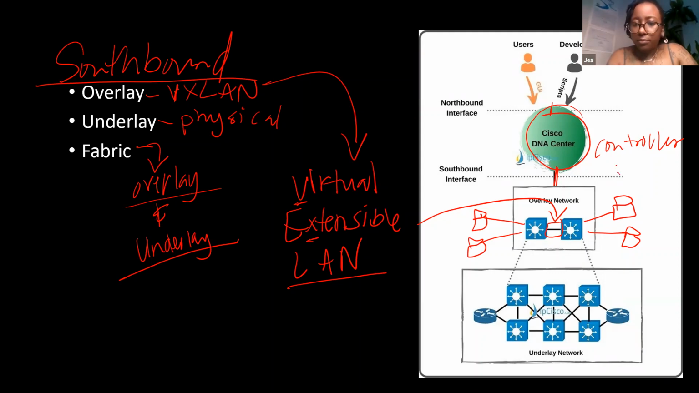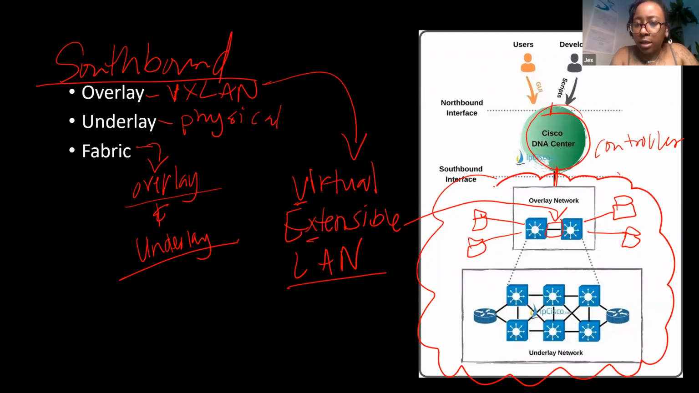Okay, so let me erase that a little bit. This is considered our fabric, right? That whole thing is the fabric, which contains our overlay and our underlay. Our overlay is our logical side, because it's going to create this virtual extensible LAN tunnel. Let me just say tunnel, that provides this type of special data transfer between these fabrics, right? And within the fabric is our underlay and our overlay.